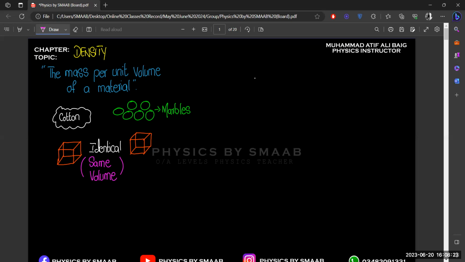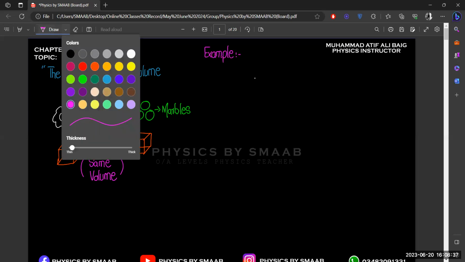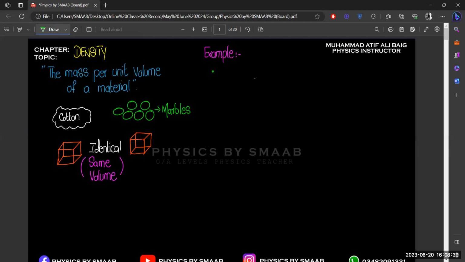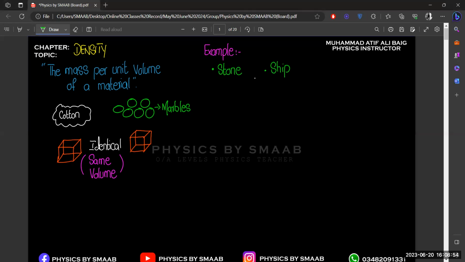Let's suppose we take the example of a stone and a ship. If we consider another example, a stone and a ship. What happens if we drop a stone in the sea water, and if we consider a ship in sea water, which object will float, or which will sink, the stone or the ship?